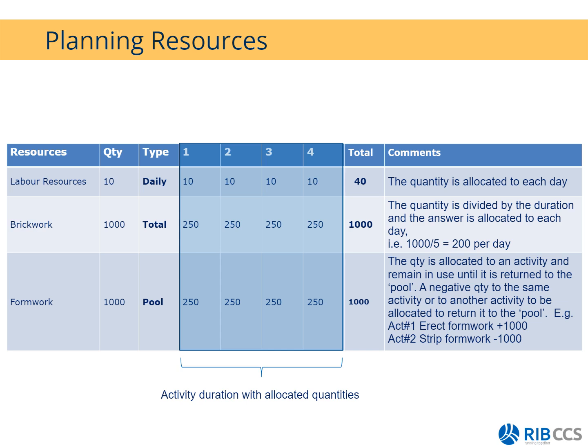All right, then we have the total type. So your total type is usually allocated to your material types, so brickwork, concrete, whatever the case is. So if I have a total of 1,000 and my duration is still running for 4 days, you will take your quantity divided by your duration to allocate what your production or what the quantity is that you would like to achieve on a specific date.